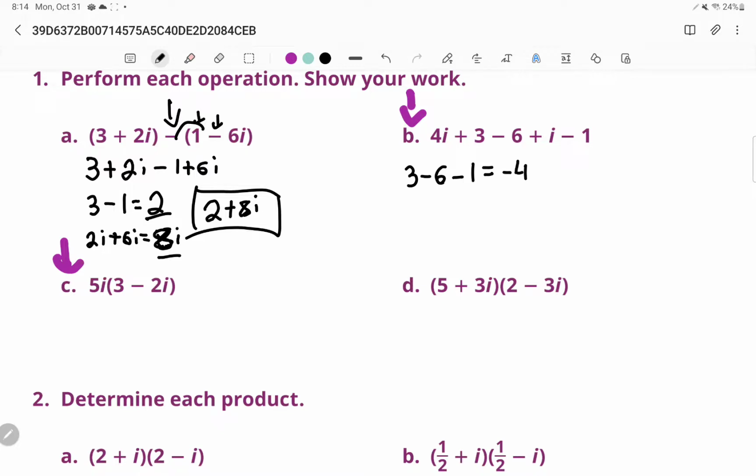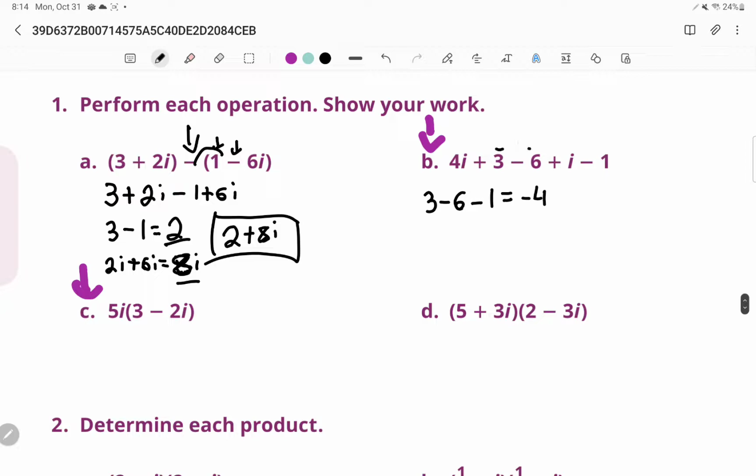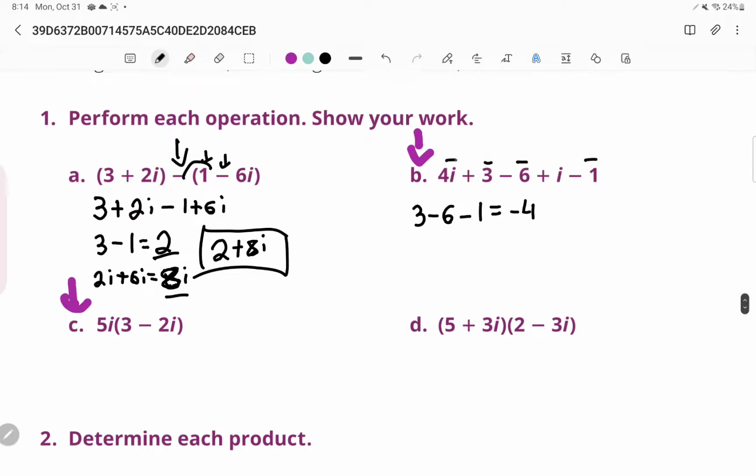Now the second one, I'm going to underline them just so you can see. Those are my real numbers, and those are my imaginary. All I'm going to do is 4i plus i is equal to 5i. At this point, I have both of my answers. All I have to do is write my complex number.